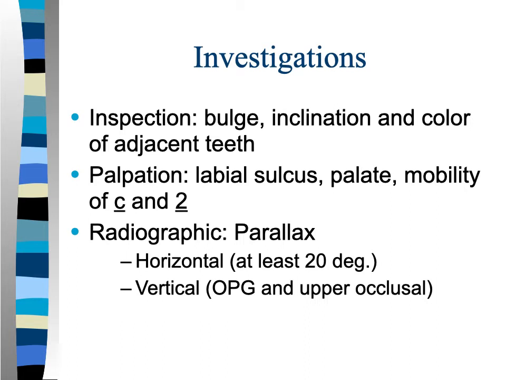And this is where we use parallax to determine whether the tooth is buccal or palatal. And there are two types of parallax that you can use. You can use horizontal parallax, where you use two periapicals and you shift the cone about 20 degrees each time. But usually with canines we do vertical parallax. So we'll take an OPG and an upper occlusal. And we'll go into a little bit of detail about that in the next slide.